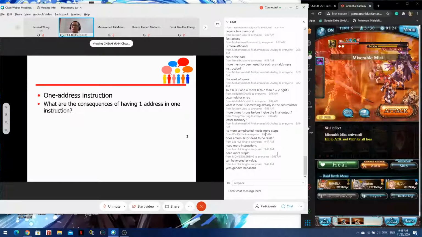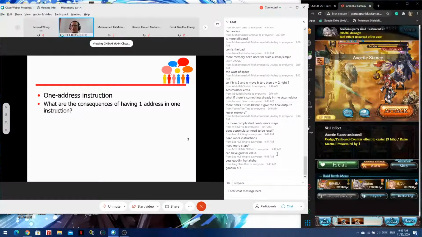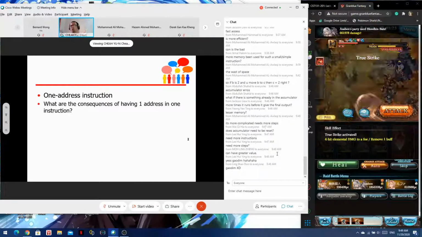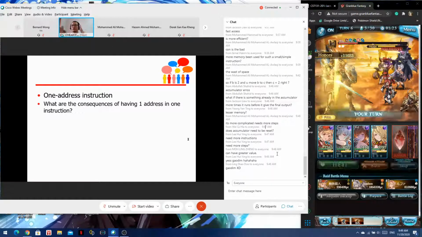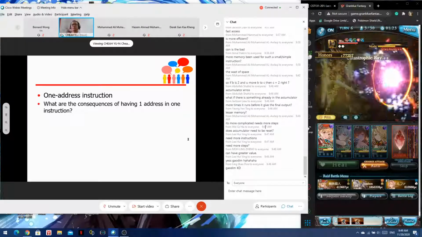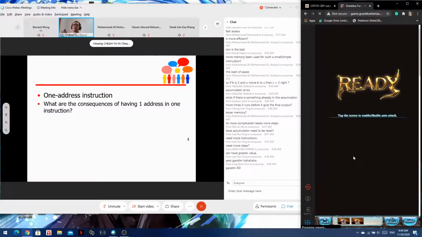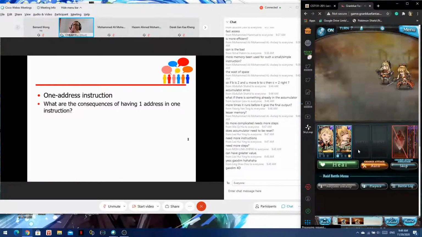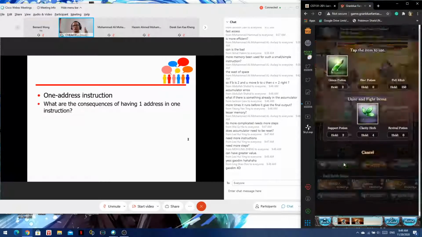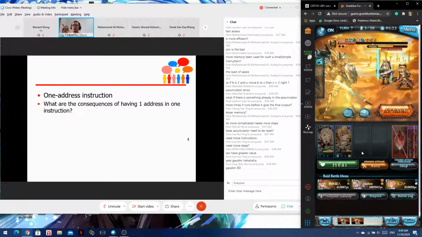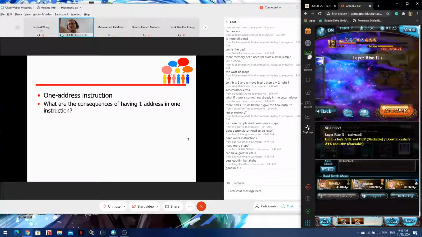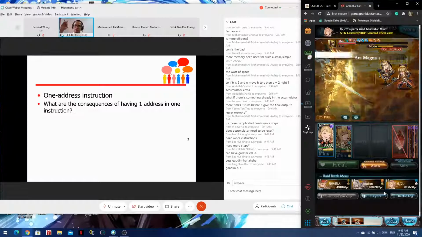Okay, more steps, more instructions can have greater value. Yes, you have a greater magnitude to express the address, not necessarily the value. We have more addressable locations. The magnitude of the number that you want to add depends on the length of the word, not the addressable locations.